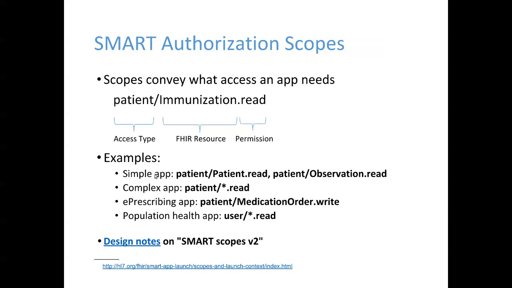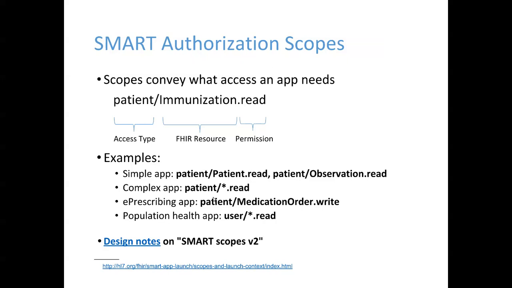So other examples of scopes might be an app that is going to be showing you lab history. It might ask for a history of all observations within the patient access type, and might also need patient demographics to show you, for example, a person's age or gender or physical street address. So that app might ask for patient/patient.read and patient/observation.read. A more complex app that's bringing together data from across the patient record might try to read all data available about that patient. So that might ask for patient/*.read.